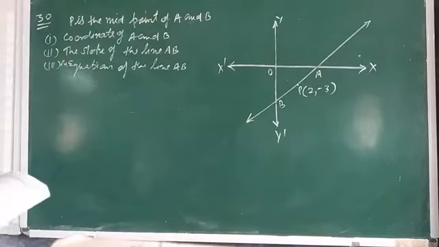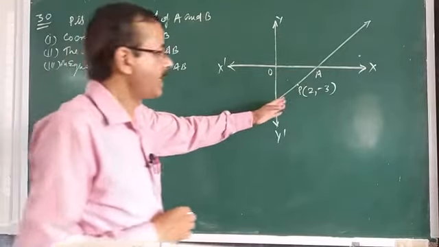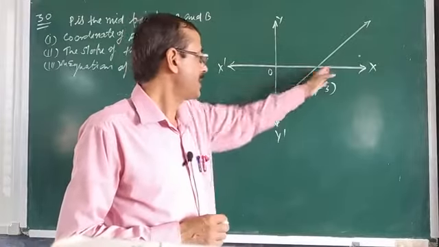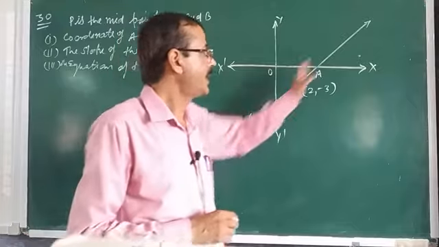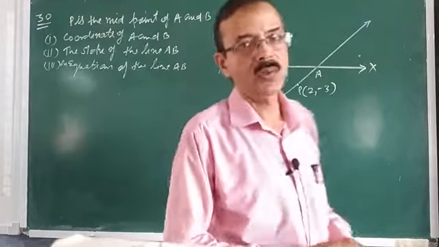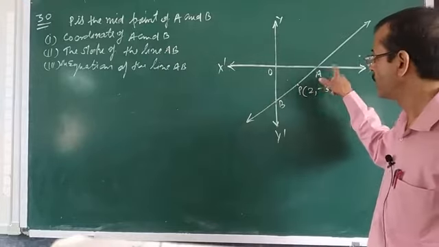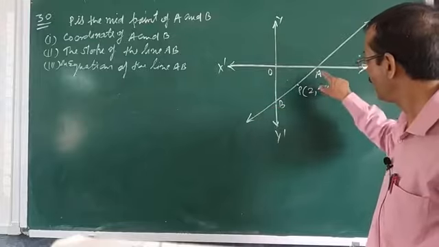In question number 30, as given in the figure, this is a line that intercepts the x-axis and y-axis at point A and at point B. This line intercepts the x-axis and y-axis, where? At A and at B. The distance from 0 to A and 0 to B is not given. We have to find point A and point B.